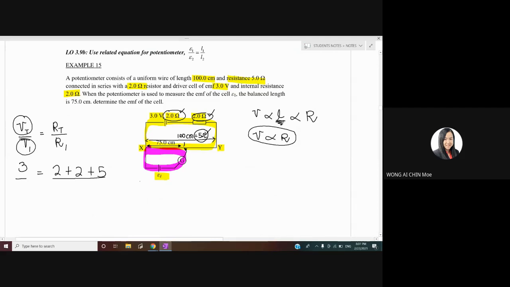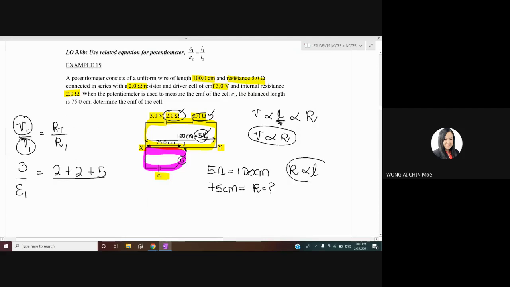V1. V1 actually is your epsilon 1. This is the value that we don't know. Okay, and R1, we don't have the resistor, but we have 75. Okay, so if 5 ohm equals 100 cm, so 75 cm equals how many ohm? Okay, so we can also use the relationship of R versus L.